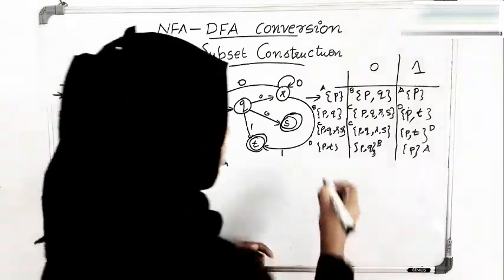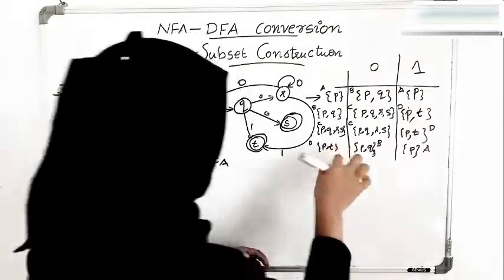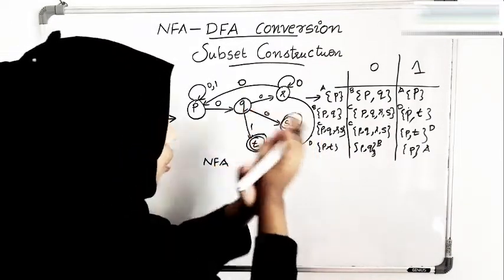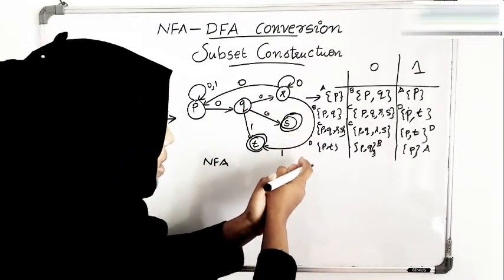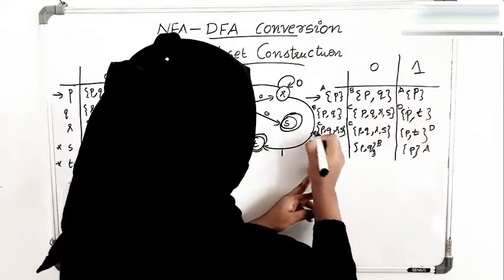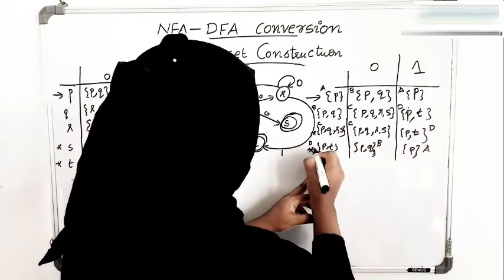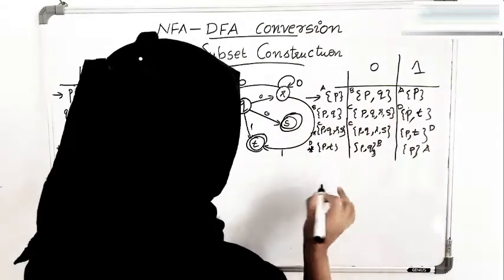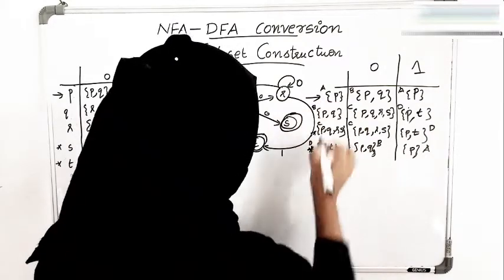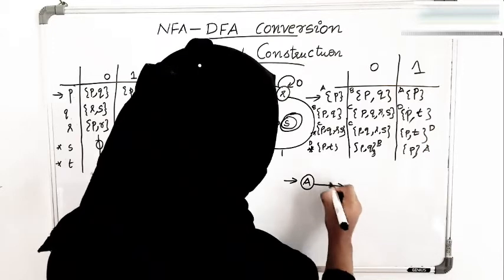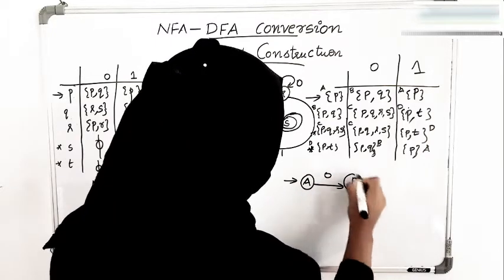Fine. So again, S and T are the final states of this NFA. So all the sets of states containing S and T are the final states of the DFA. This contains S, so it's a final state. This contains T, so this is a final state. Now we will draw the transition diagram. A is the start state indicated by an arrow. So A. Now A on 0 gives you B.